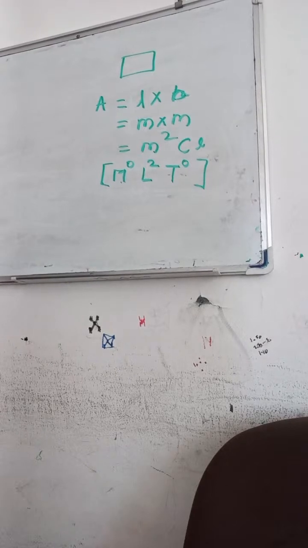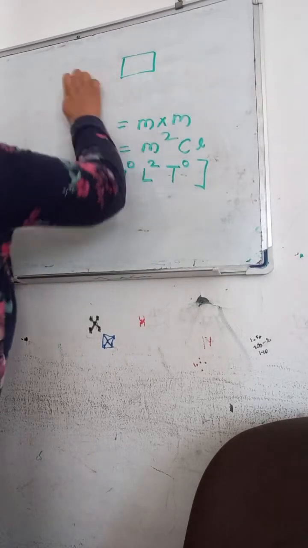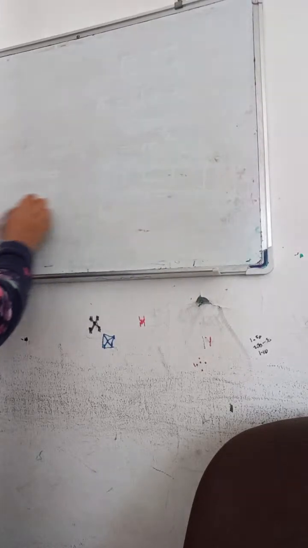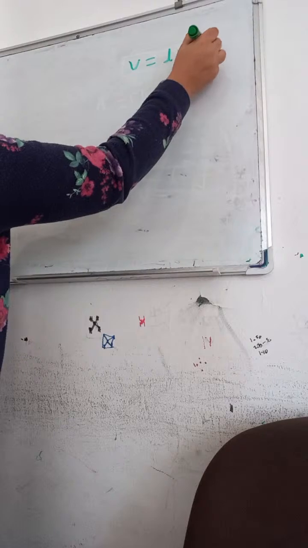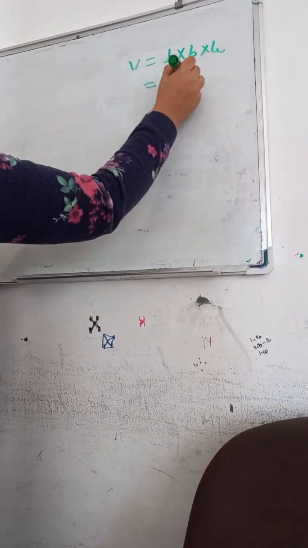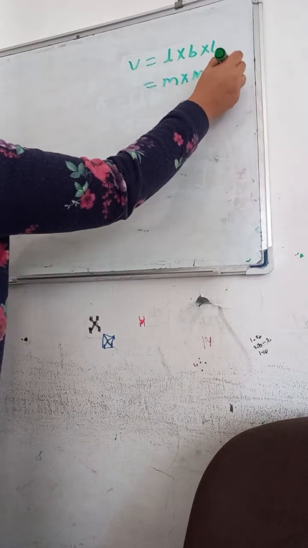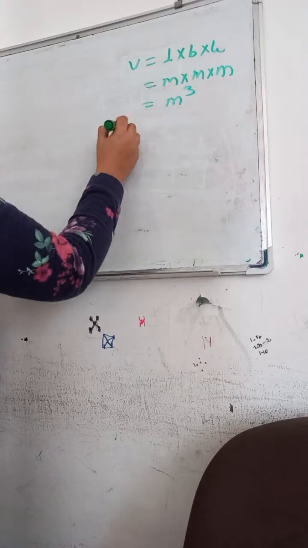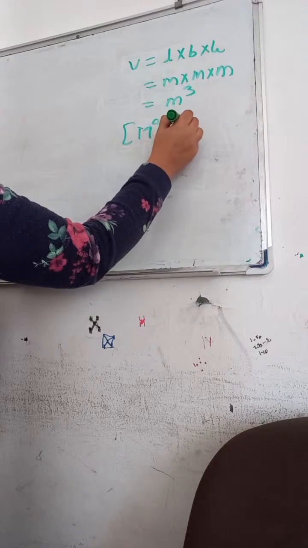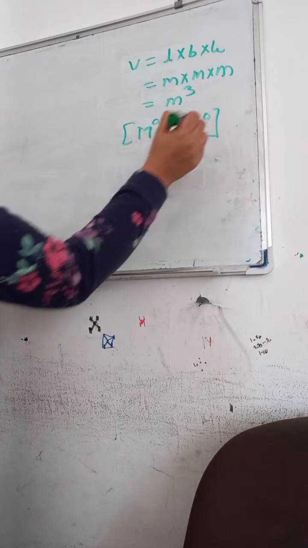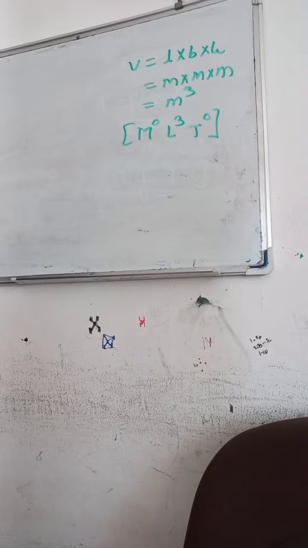Now suppose I want to find out the volume. The volume is nothing but length into breadth into height, that is meter into meter into meter, that is nothing but meter cube. So in dimensional form we can write M raised to 0, L raised to 3 and T raised to 0. So like this we have to obtain the dimensions.